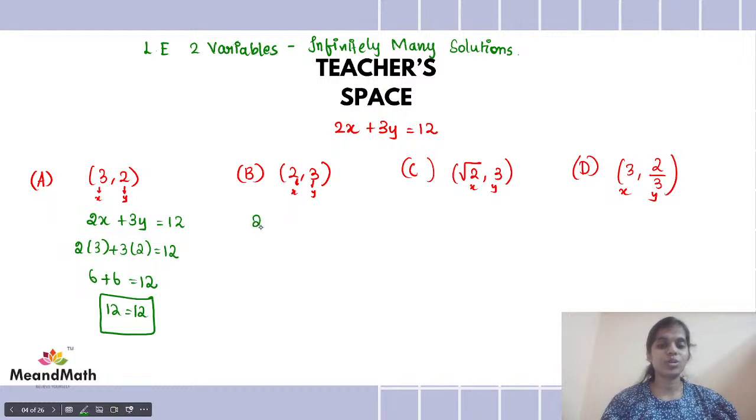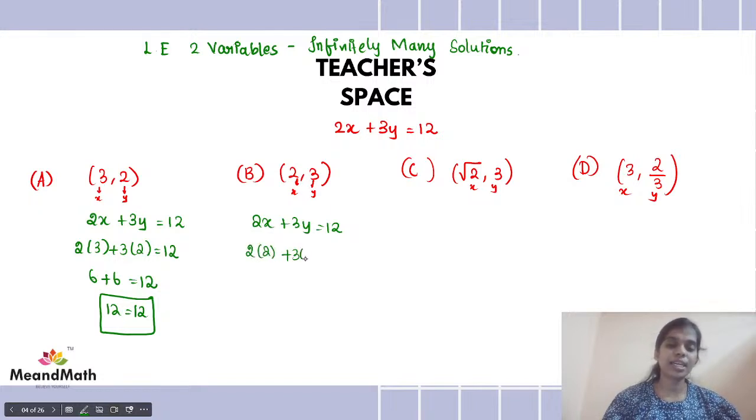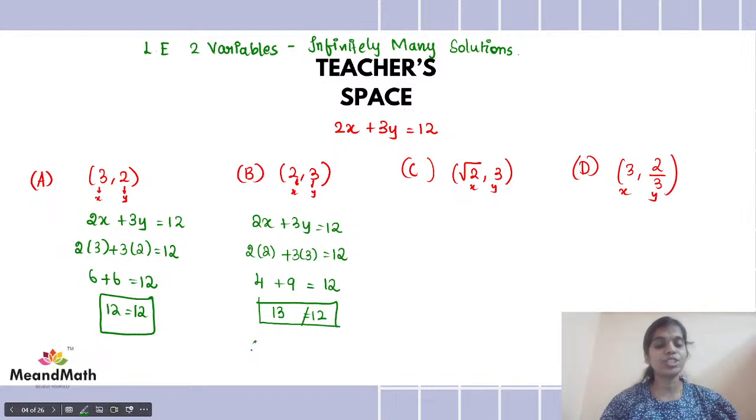Again, 2x plus 3y equal to 12. 2 times 2 plus 3 times 3 equal to 12. 2 times 2 is 4. 3 times 3 is 9. 9 plus 4 is 13. Is 13 equal to 12? No, 13 is not equal to 12. Therefore, it is not a solution. The first one is a solution, but here, no, it is not a solution.